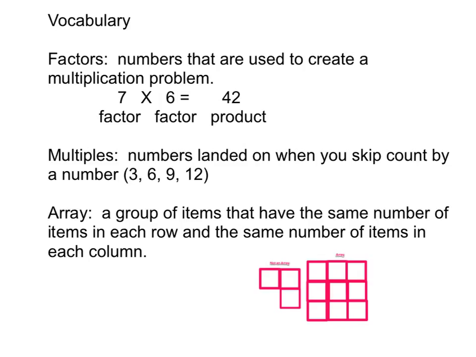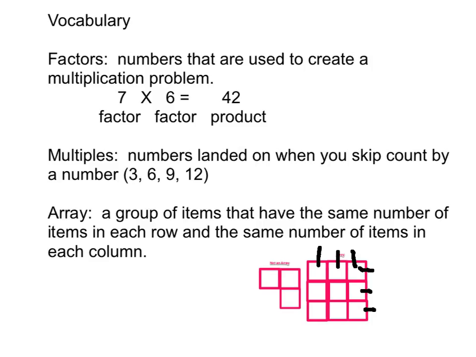An array is a group of items with the same number of items in each row and the same number of items in each column. So when I'm looking at an array, what I'm looking at is, does it have equal rows and columns? So in this array, I have 3 items in every row. All the rows have 3. I have 3 items in every column. Now this is a square array.